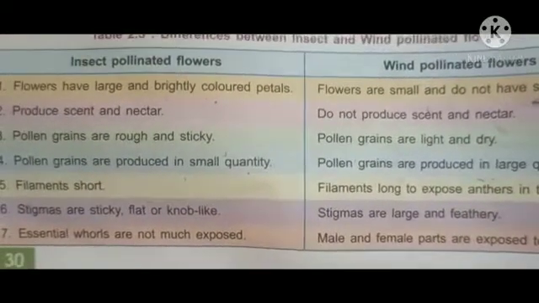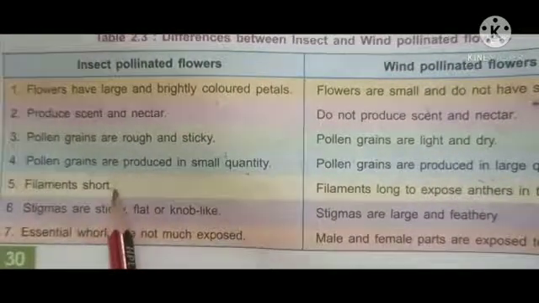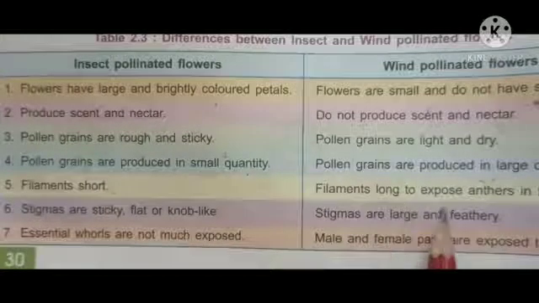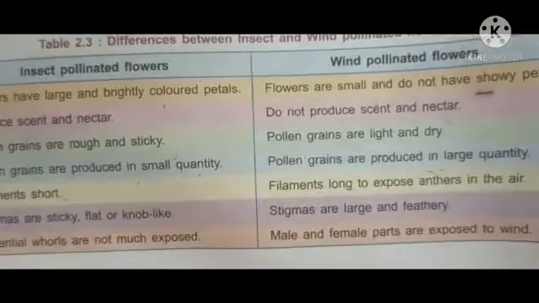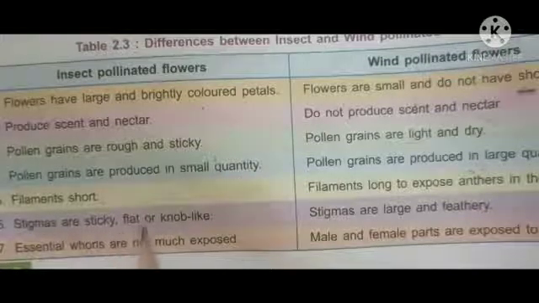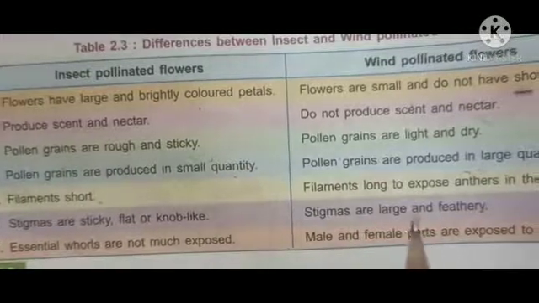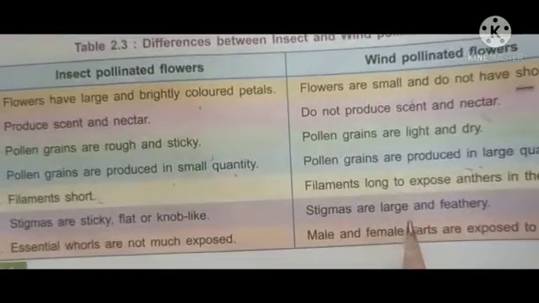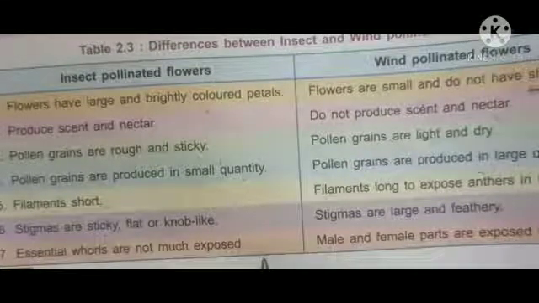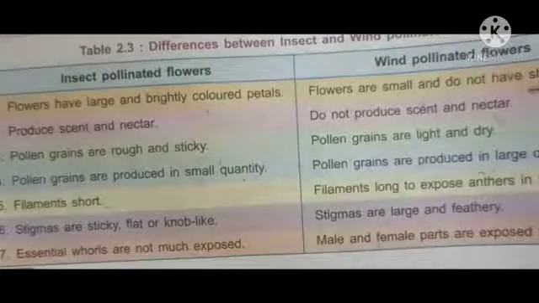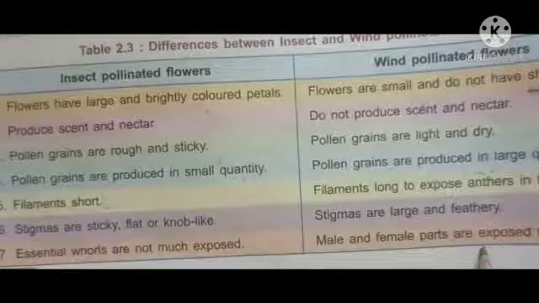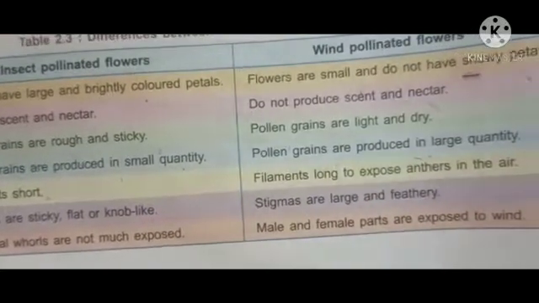Right? In insect pollinated flowers, filaments are short. But in wind pollinated flowers, filaments are long to expose anthers in the air. In insect pollinated flowers, stigmas are sticky, flat or knob-like, while in wind pollinated flowers, stigmas are large and feathery. Essential whorls are not much exposed in insect pollinated flowers, while in wind pollinated flowers, male and female parts are exposed to wind.